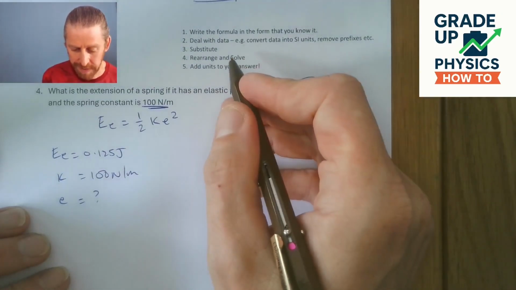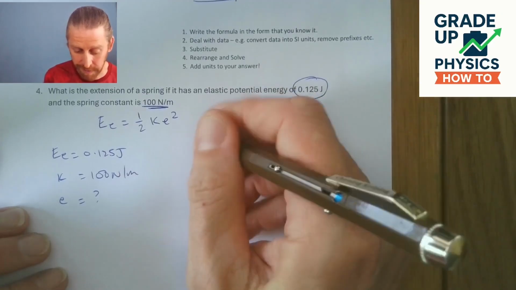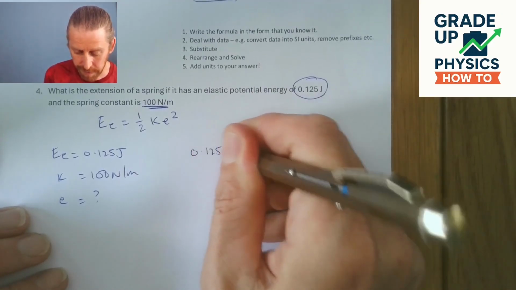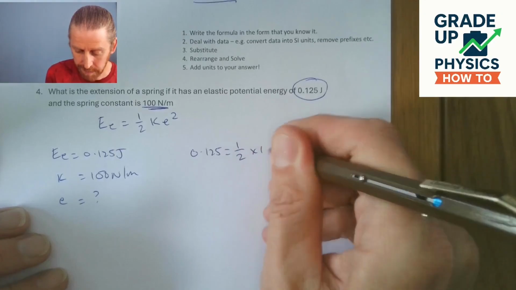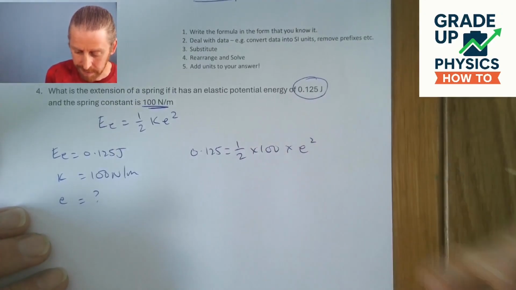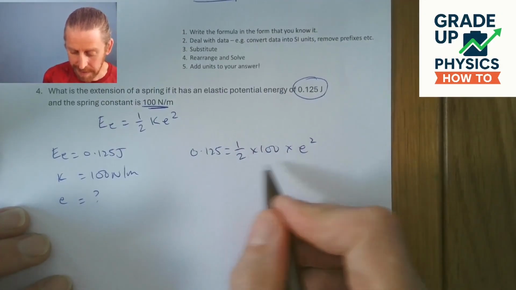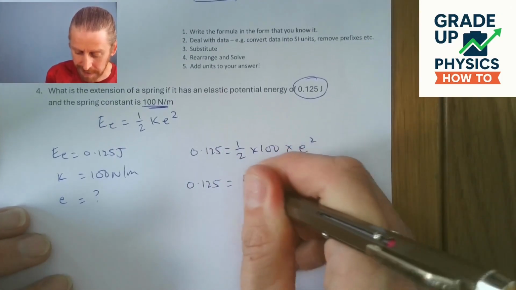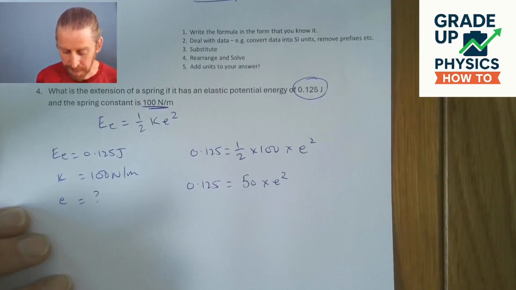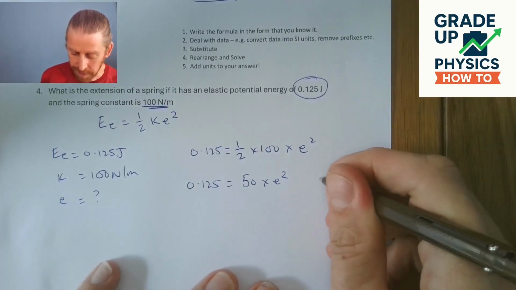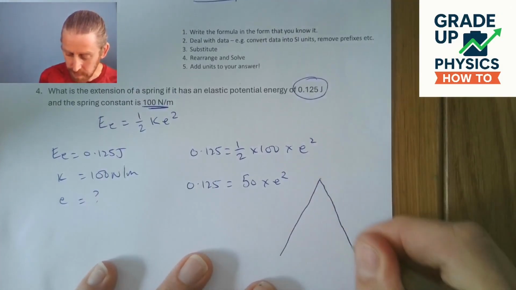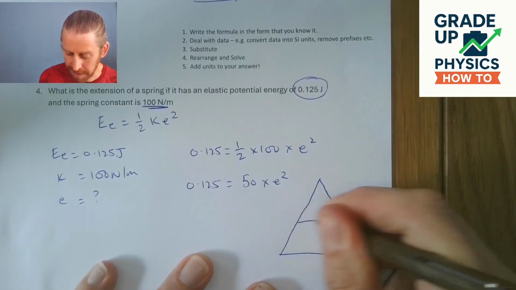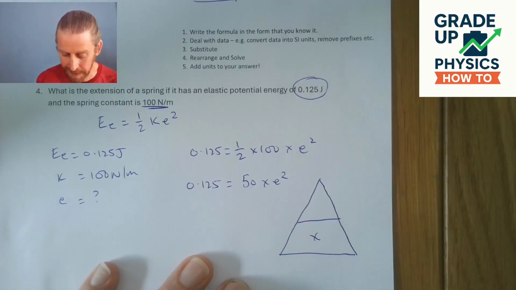So let's substitute in now. We don't have to worry about units, everything's fine. So 0.125 is equal to a half times 100 times e squared, our extension. And again, this is where we're going to simplify slightly. So of course, a half times 100 is 50 times e squared. So I use the triangle for this one. It's always nice to mix it up. Again, it doesn't matter what approach you use to rearrange, as long as you're confident, that's the important thing.